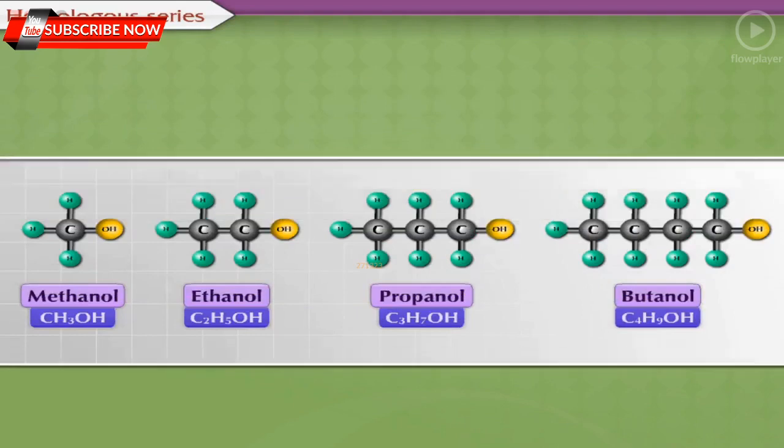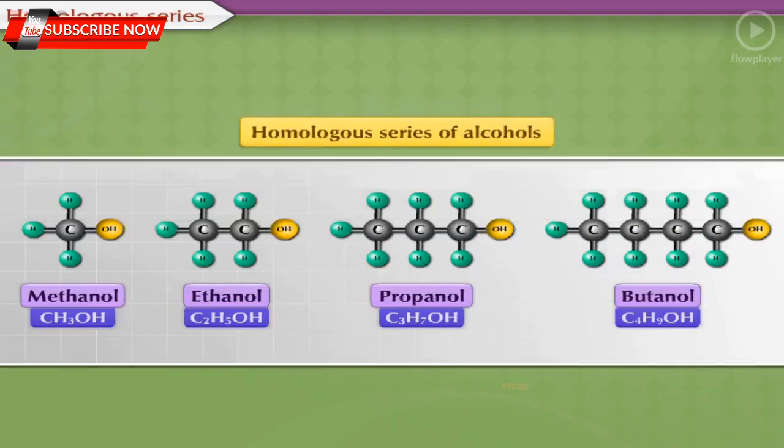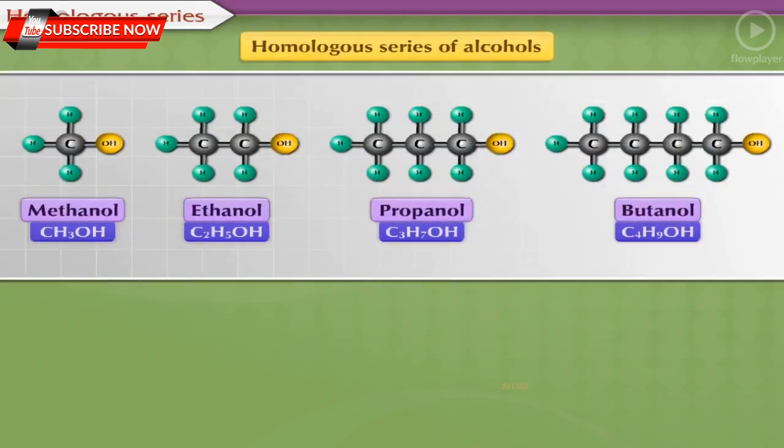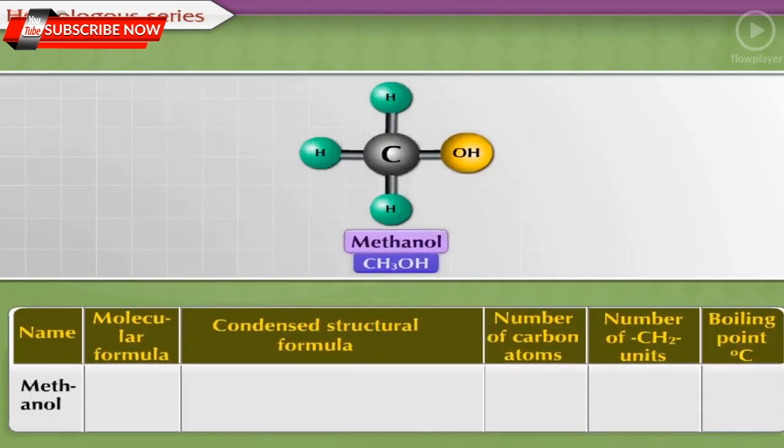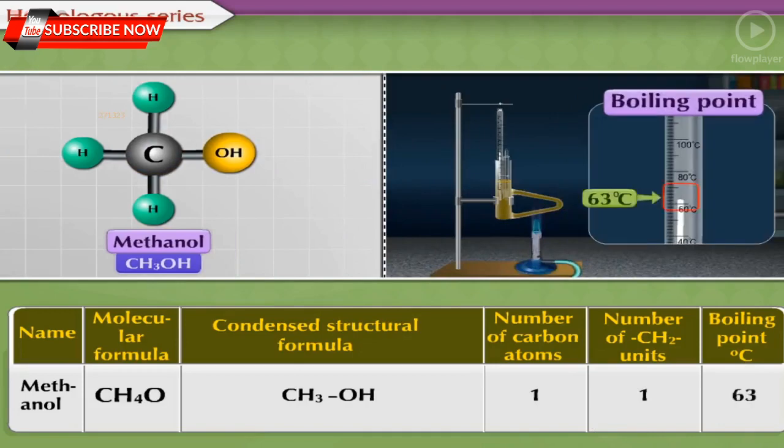Now let us study about the homologous series of alcohols. The first compound of the alcohol family is methanol. The molecular formula of methanol is CH4O. Its condensed structural formula is CH3OH. The number of carbon atoms is 1. The number of CH2 units is 1, and its boiling point is 63 degrees Celsius.